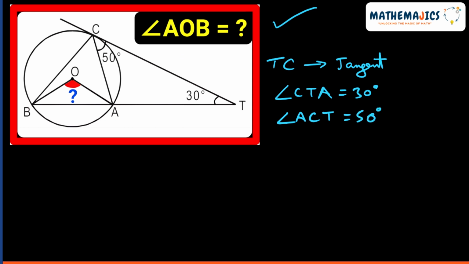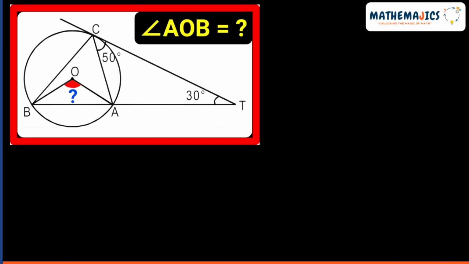And what do we need to find out? We need to find out angle AOB. This angle we need to find out. Okay, so let's see how we can find this angle. To find angle AOB, there can be multiple ways. I am sharing my way. You can share your way in the comments.